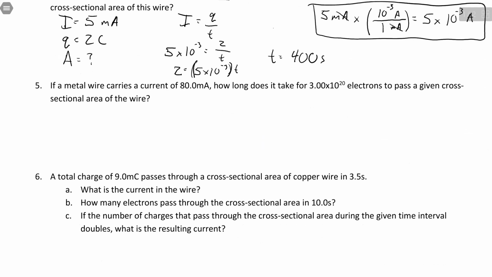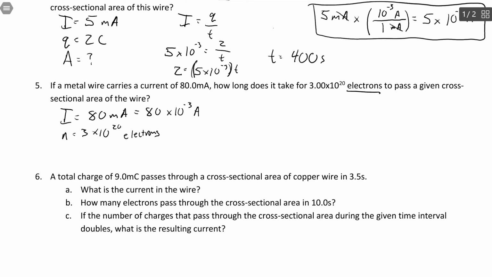Okay, so number 5. If a metal wire carries a current of 80 milliamps, how long does it take for 3 times 10 to the 20 electrons to pass a given cross-sectional area of the wire? So the current is 80 milliamps, which we just said you could rewrite as 80, and then milli is times 10 to the negative 3 amps. And it says, how long does it take for this many electrons to pass? Is that Q? Is that the charge? No, that's the number of electrons. So that's N is equal to 3 times 10 to the 20 electrons.